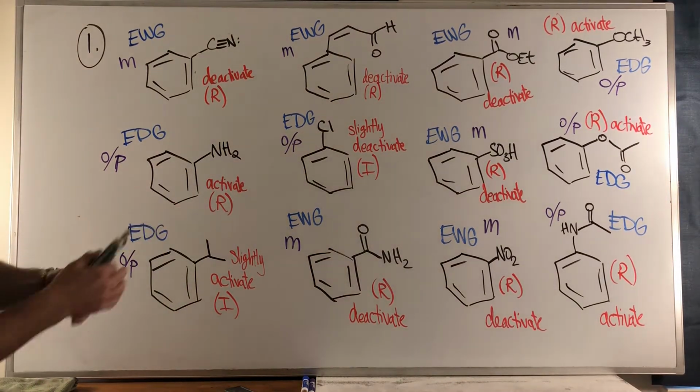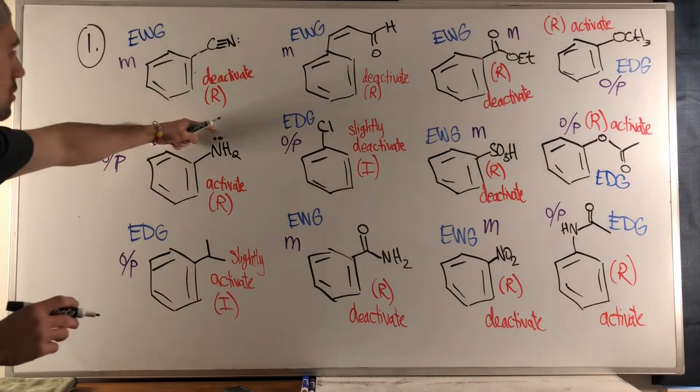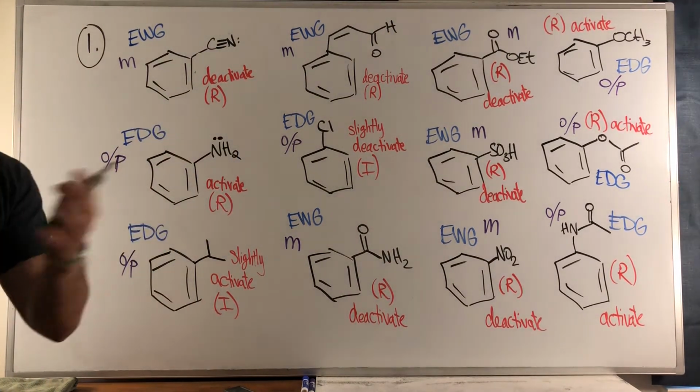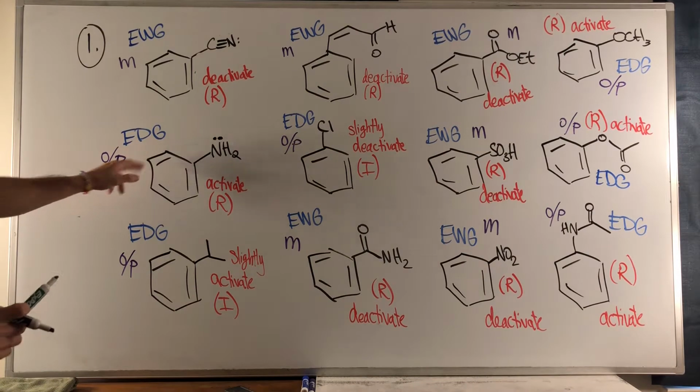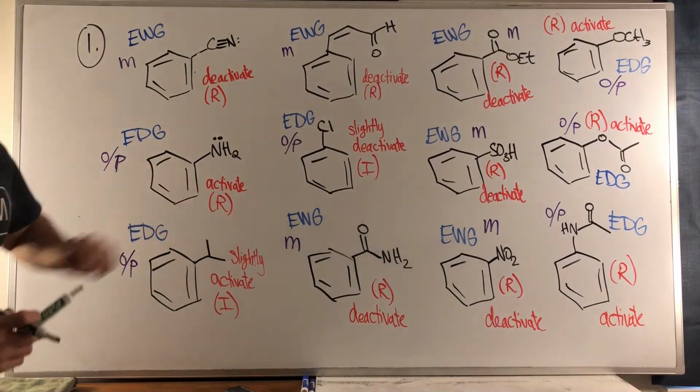Next one, right? So I hope what you're seeing is the nitrogen right here has electrons. It can absolutely donate those to the benzene ring via resonance. So it's an electron donating group, ortho-para-director, and it activates the ring via resonance, okay?